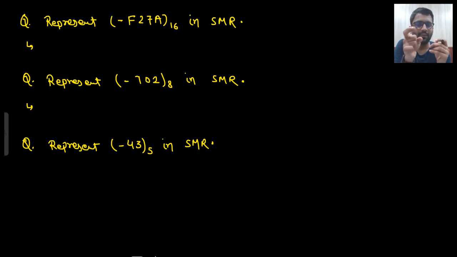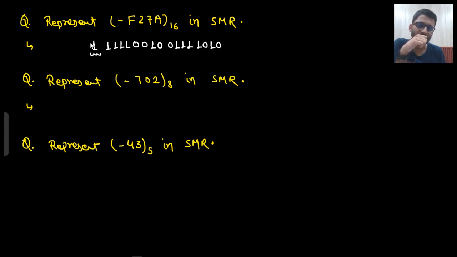Represent minus f27a in sign magnitude representation. But this is in hexadecimal. So this negative sign is there. That is the sign bit. Now can I convert this number into binary? Yes. What will be f? 1 1 1 1. So this negative sign is showing you that here 1 should come. Rest all will be the magnitude. 2 in 4 bits, 0 0 1 0. 7 in 4 bits, 0 1 1 1. A is 10, 10 in 4 bits, 1 0 1 0. That's it. This is the signed magnitude representation.